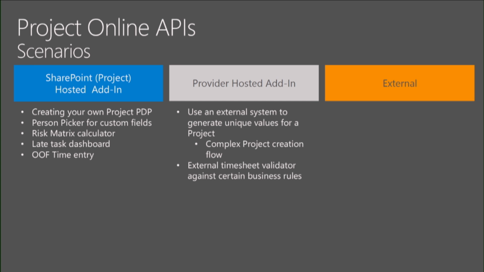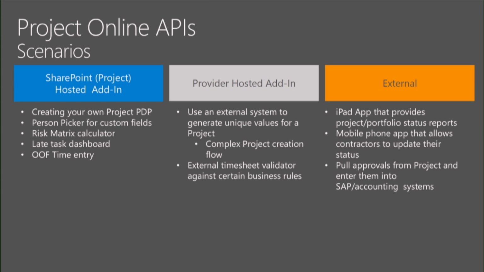Or you could have an external system that does your timesheet entry that will call back into Project Online to enter that data. And then externally, like an iPad app that provides portfolio status reports. I think you may have seen it at the booth or at some of the other project sessions. A mobile app that allows contractors to update their status. Actually, we have an iPhone app that does that. You can pull approvals from Project and enter them into some external system. Those are just a set of scenarios on why you'd want to build a certain type of app.